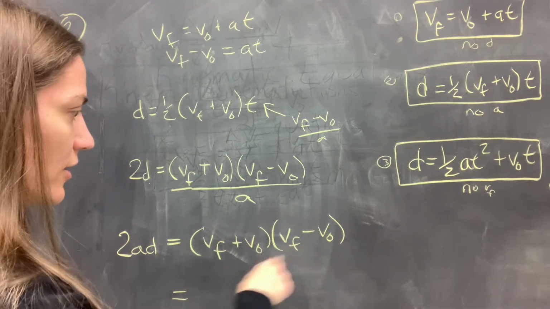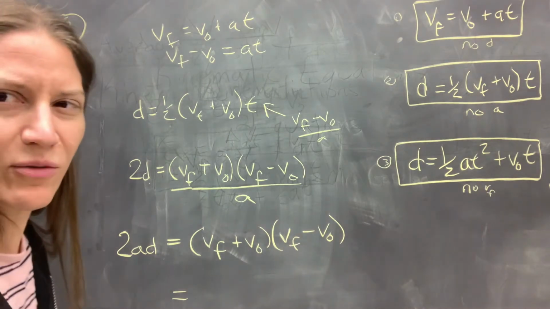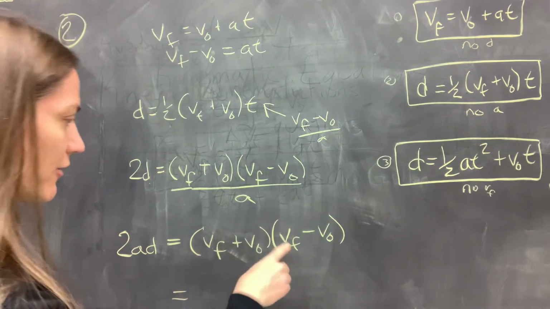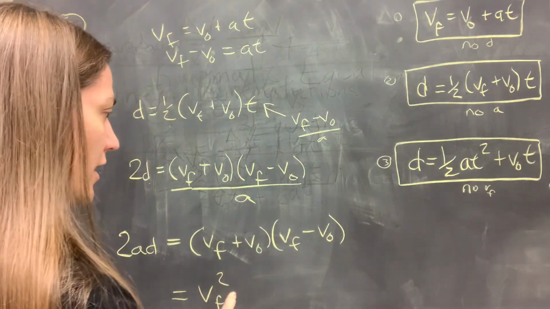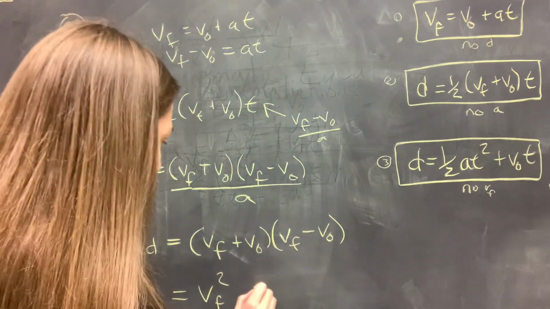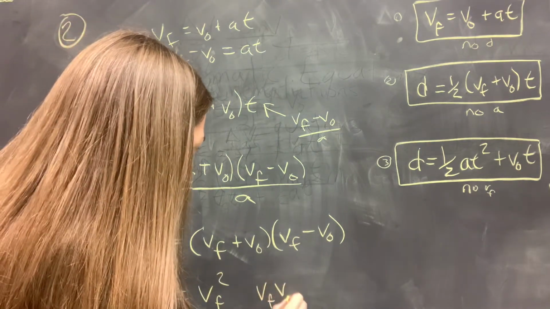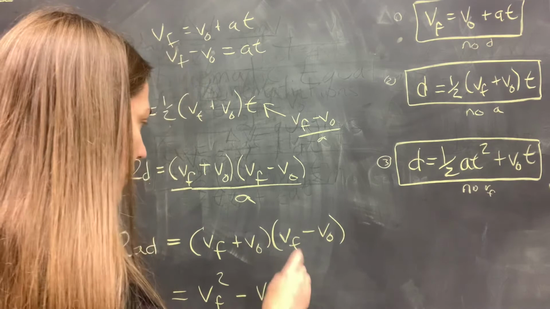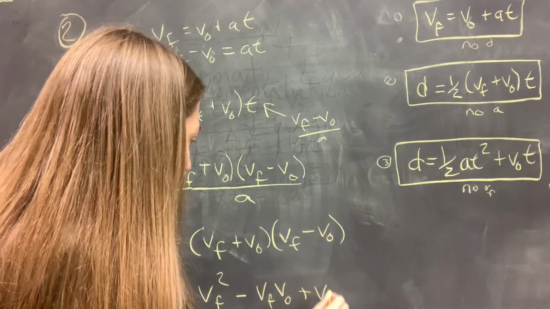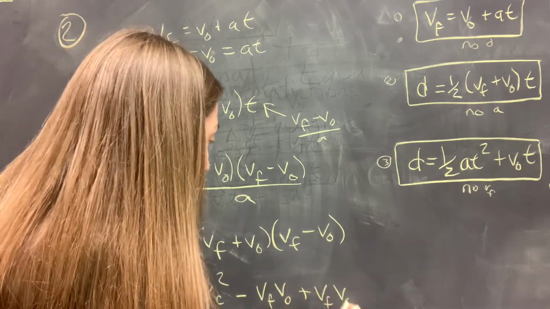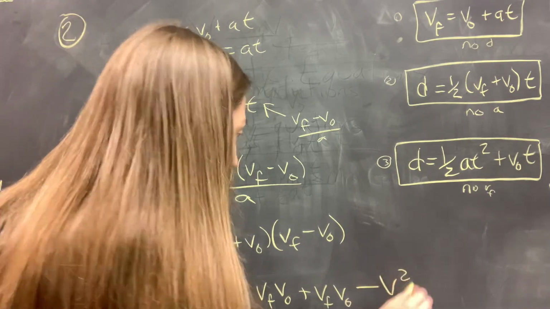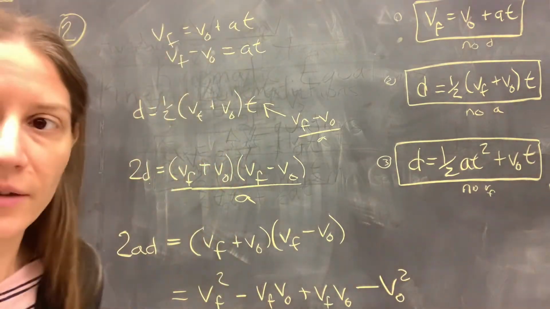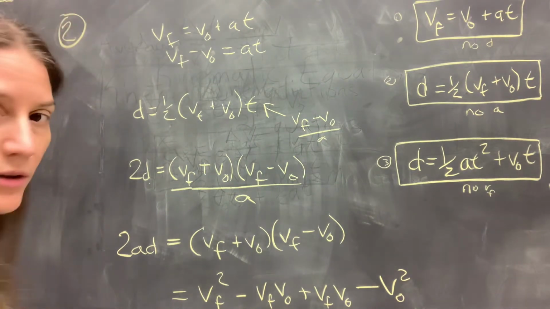Oh, this is a difference of things. What do they call it? I don't remember. Okay, so VF times VF is VF squared. Let's see, that's first. Outside is VF times V naught. That's a minus. Inside is VF times V naught, and then the last is minus V naught squared. Ta-da!